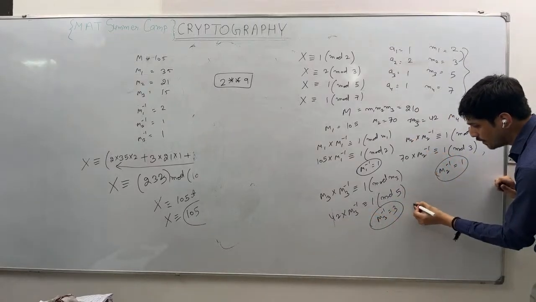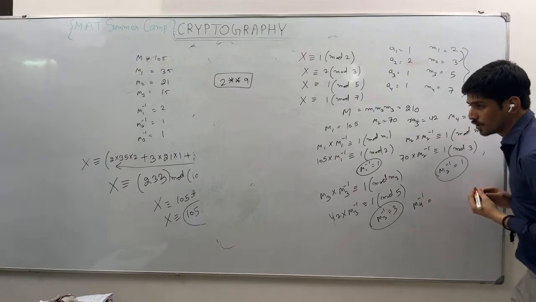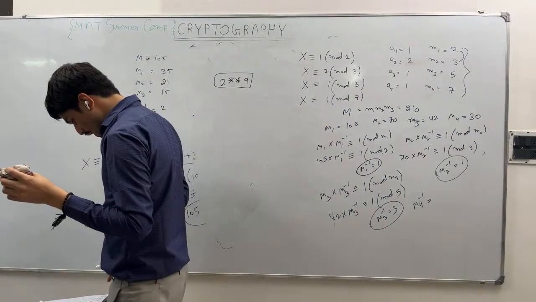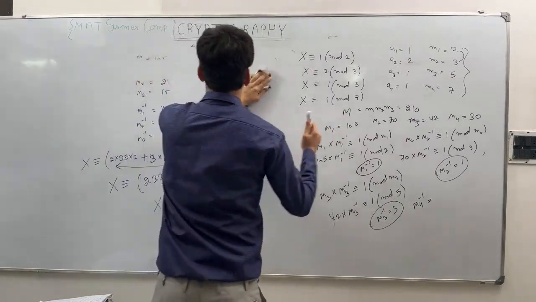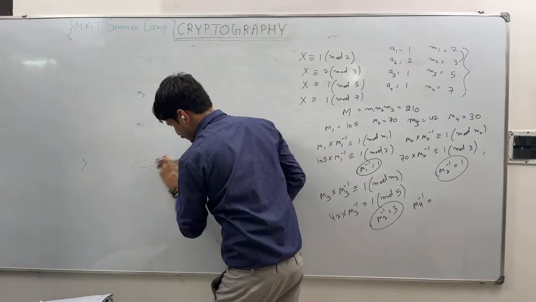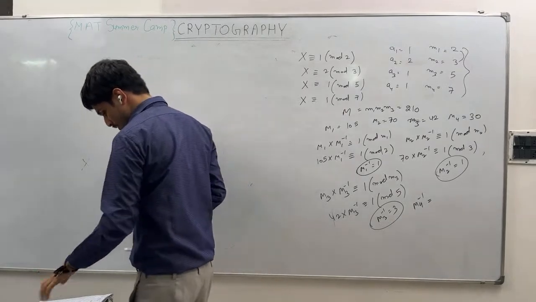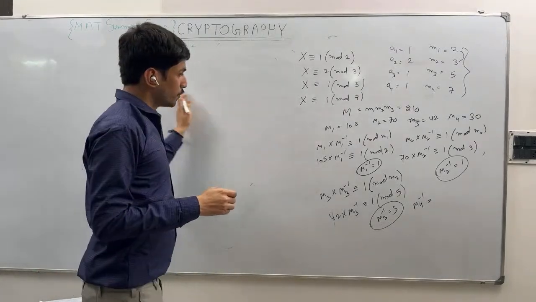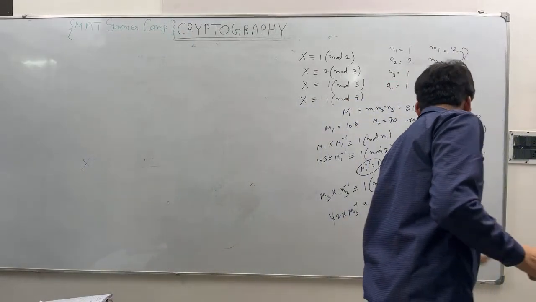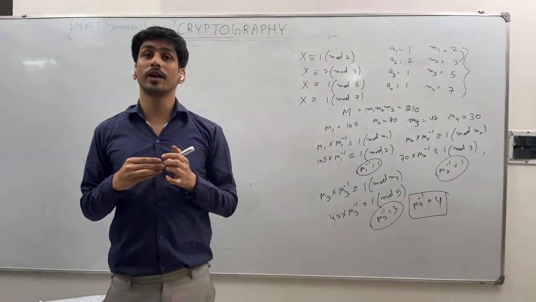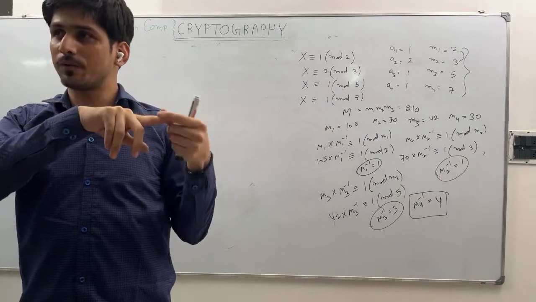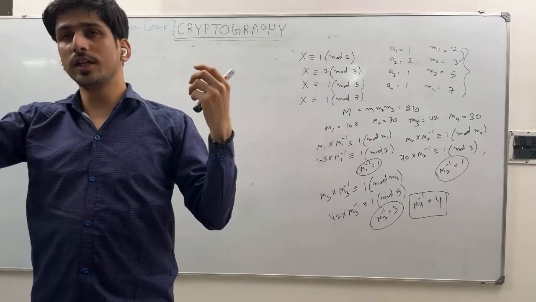Similarly, tell me the value of M4 inverse. Find the value of M4 inverse; all of you try this one. Then we'll put the values here. For M4 inverse, you should get the answer 4. What you do is always start with 1. If 1 works, perfect; otherwise you move to 2, then 3, then 4.